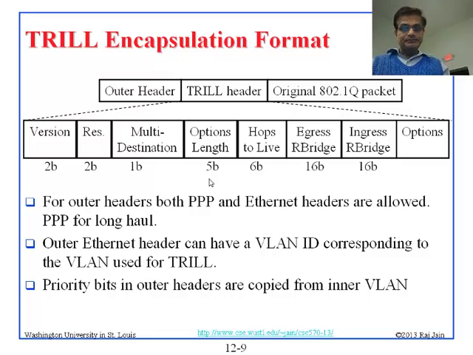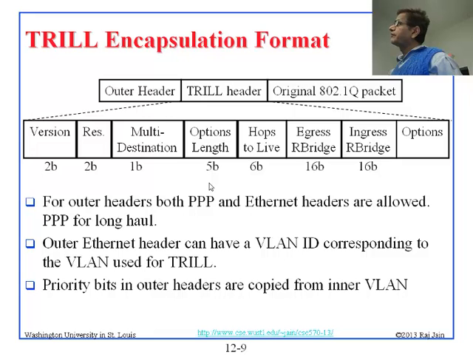All right. So let's see. Did we miss anything? For outer headers, both PPP and Ethernet headers are allowed. PPP is the point-to-point protocol, and that is basically when you have a point-to-point link, generally telephone links, we use PPP, and Ethernet is allowed, and PPP for long haul. If you are going to connect to long haul through a telephone line, then you use PPP.